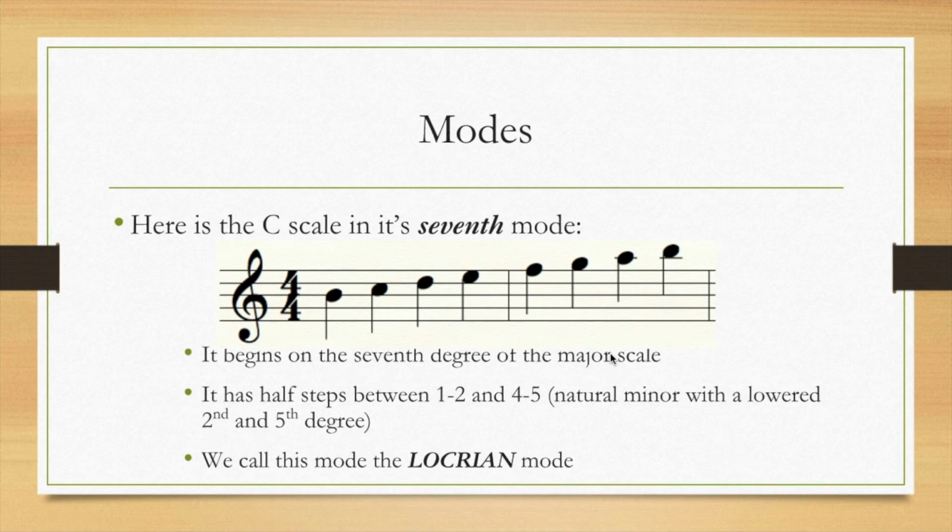And finally, on the seventh scale degree, which is a B, we have the Locrian mode. It has its half steps between 1 and 2 and 4 and 5. Whoops, yeah, 4 and 5, E and F, right there. All right.